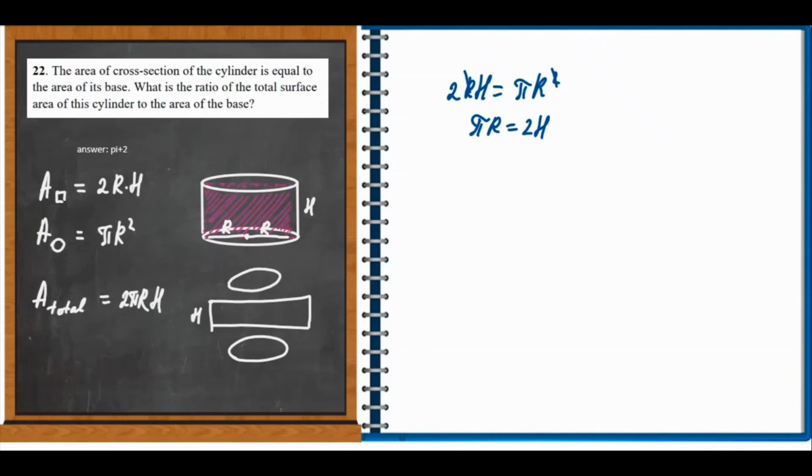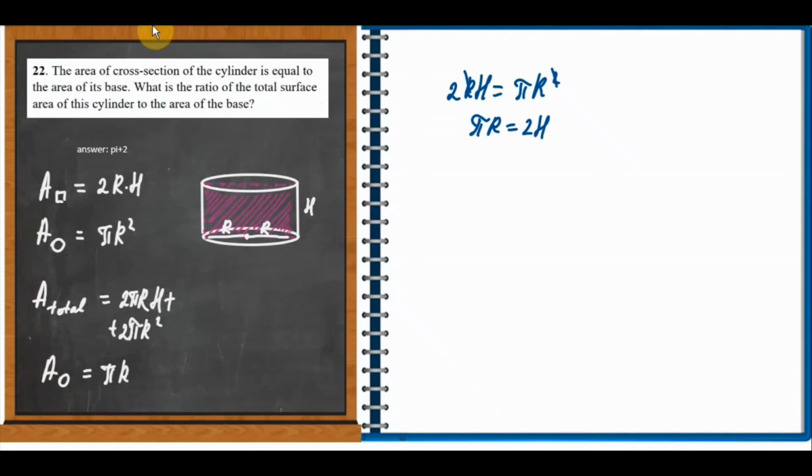And we must find the area of the base. Sorry, we haven't finished with this. We have 2 circles left. So we will add the area of circles, 2πr squared, because we have 2 circles here. Now this is the total area, and the area of the base, we said just now, is equal to πr squared. We need to find the ratio of total to area of the circle. So that's the question. Now using the formulas, we will find it.